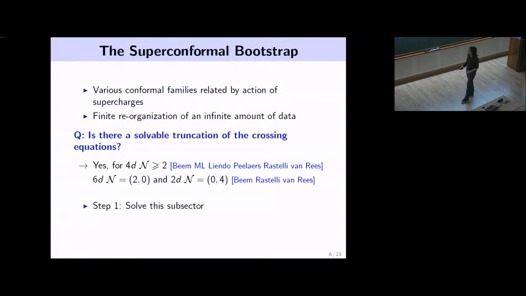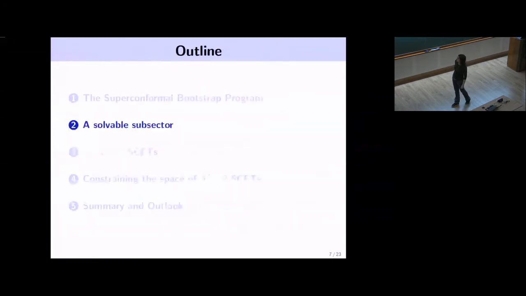And so then, if you want to apply the bootstrap program for theories that fall in this class, then what you should do is first solve this solvable truncation, this subsector, and then do the full-blown numerics, because you still care about more than this particular subsector. And for that, I will point you to Pedro's talk. So I will focus on this step 1. So let me first tell you how it comes about, this subsector.